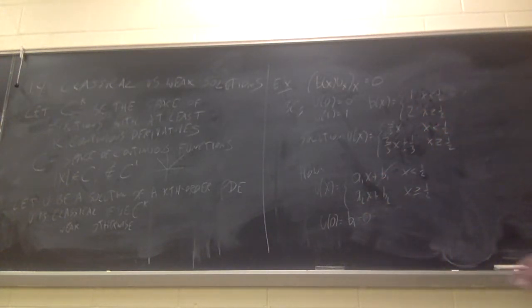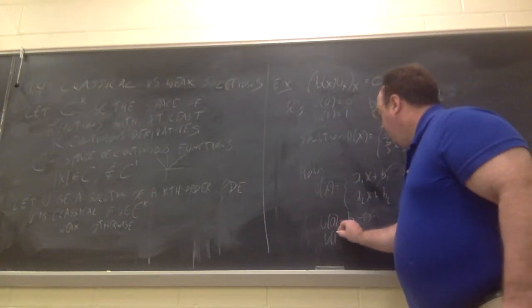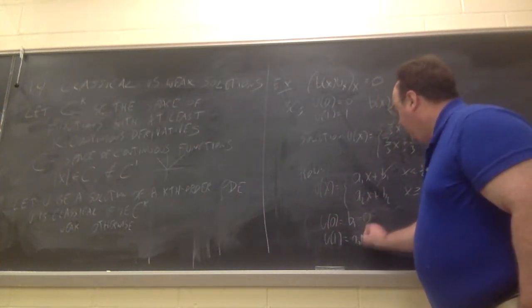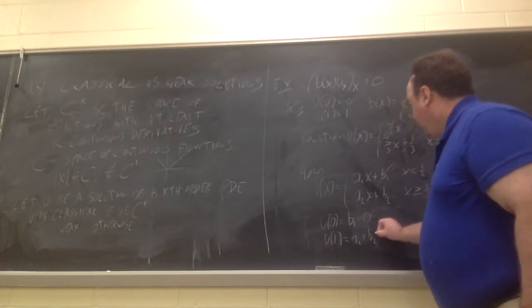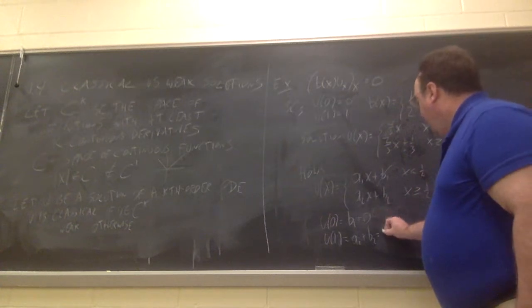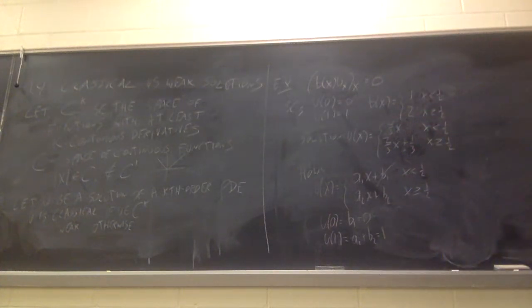And then if I look at u of 1, that's going to be a2 plus b2, and that has to be equal to 1. So that doesn't eliminate either one of them, but it narrows it down a little bit.